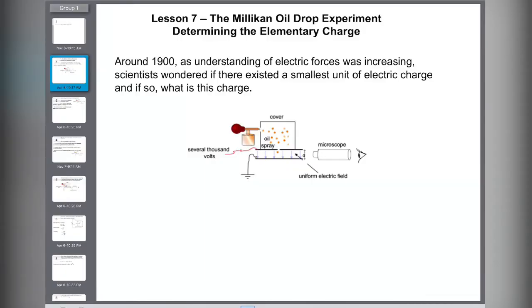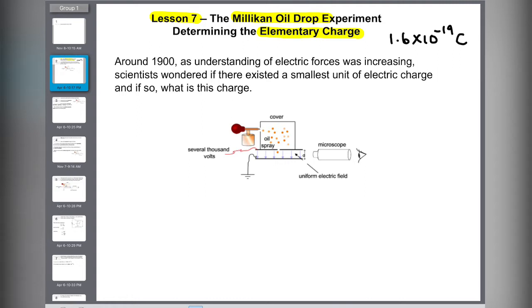So this is lesson 7, talking about the Millikan oil drop experiment. This experiment helped scientists, Millikan was able to determine the elementary charge. So when they ask what is the charge of 1 electron, I don't know if you remember that number. The number is 1.6 times 10 to the negative 19. How do they do that? How do they find out what is the charge for 1 electron?